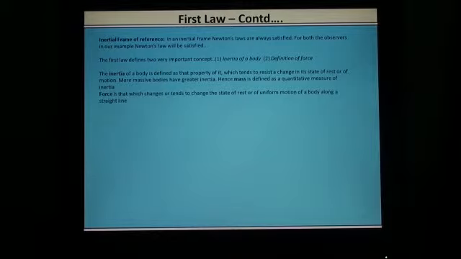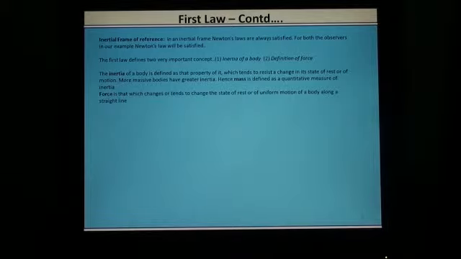So what did we understand? We understood what is rest, what is motion, what is a frame of reference, and we also understood Newton's first law: every body continues to be in its state of rest or of uniform motion in a straight line unless acted upon by an unbalanced force to change that state.